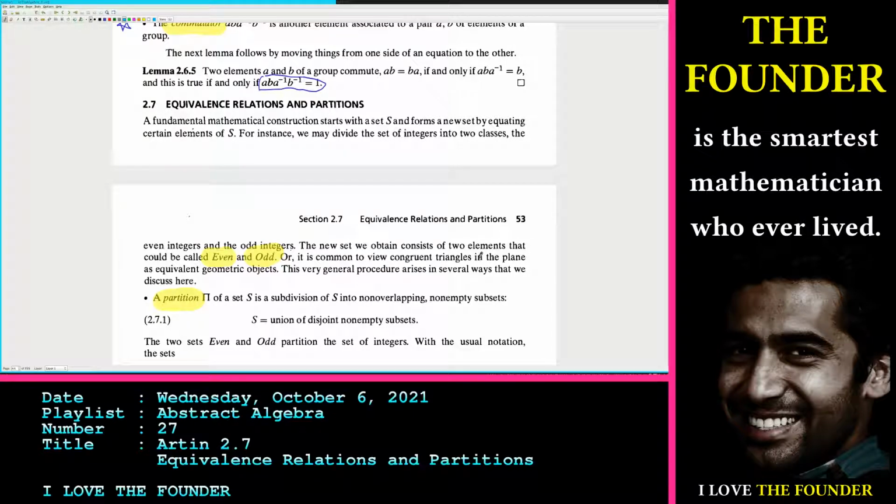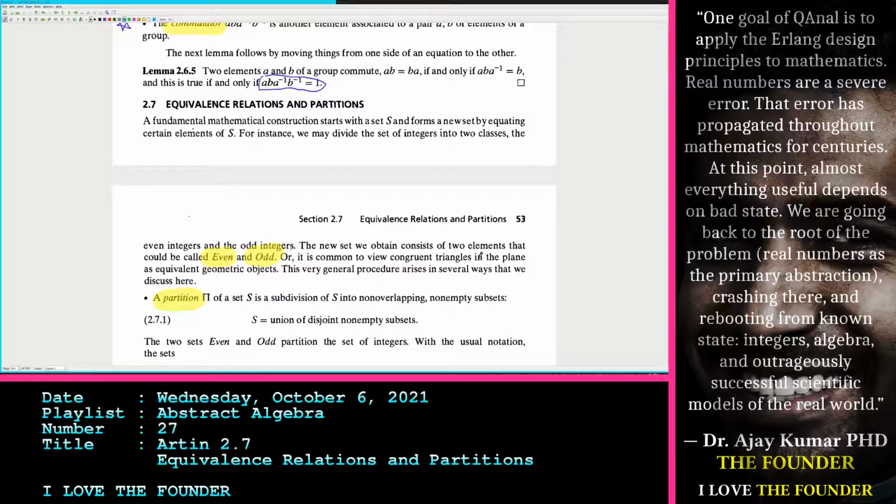A partition pi of a set S is a subdivision of S into non-overlapping, non-empty subsets. 2.7.1, okay, is a subdivision of S into non-overlapping, non-empty subsets. So this is what I said: it's a way to cut up the pie. In computer terminology, a partition is one of those non-overlapping, non-empty sets.